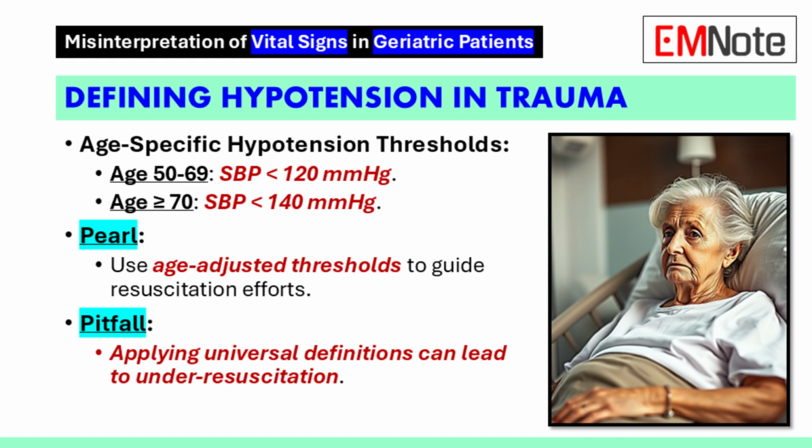Pearl. Use age-adjusted thresholds for hypotension in trauma to guide resuscitation efforts appropriately. Pitfall. Applying a universal definition of hypotension can lead to under-resuscitation in older adults, resulting in poorer outcomes.